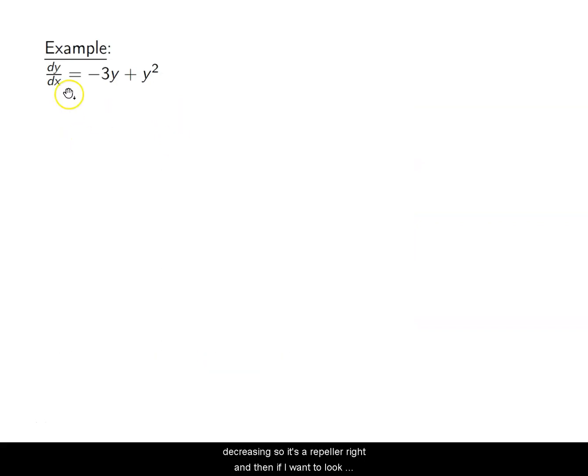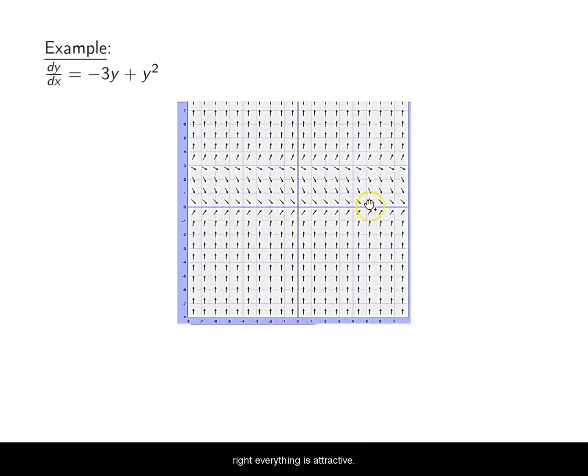And then if I want to look at the other equilibrium point, I just look at something below that, like -1. Well, -1 will give me out a positive value. So above is negative, decreasing, and below y equals 0 is increasing. So y equals 0 should be an attractor. And it is, right? Everything is attracted to this equilibrium point, and at this equilibrium solution, everything is repelled away. So that's how you would do that.